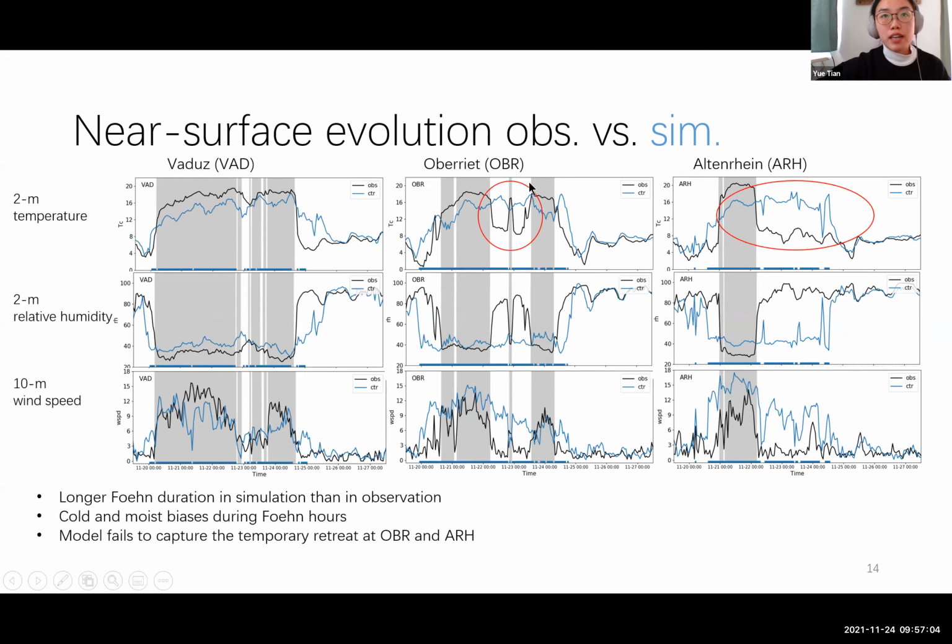And another thing is, we can see that the model, which is shown by these blue curves, fails to capture the temporary retreat in the middle of this event at Oberried. And at Altenrhein, the station is basically very far to the north. So in the downstream of the valley, you have this extremely long Foehn period in the model, but not in the observations. So you could imagine that the model actually overestimates the Foehn extent in the lower Rhine Valley.